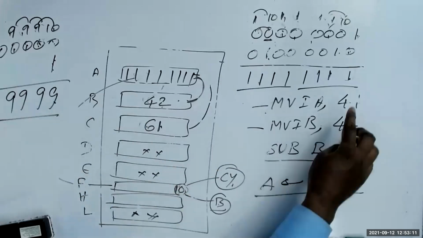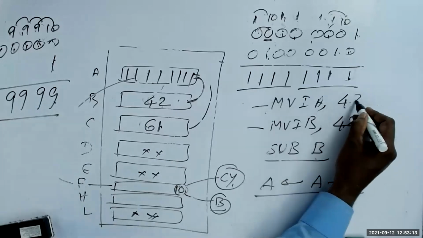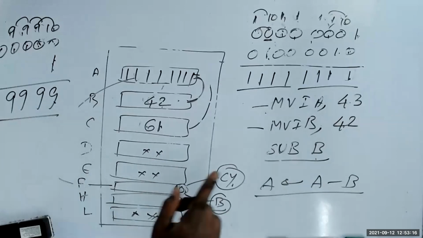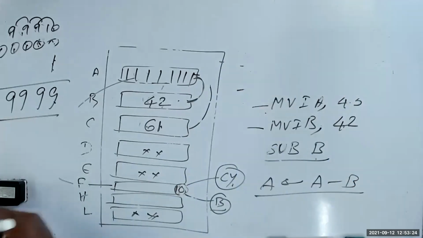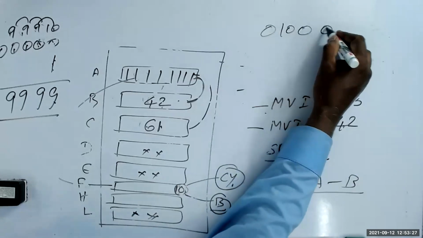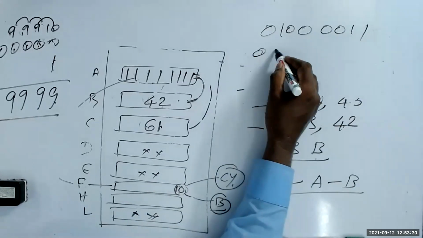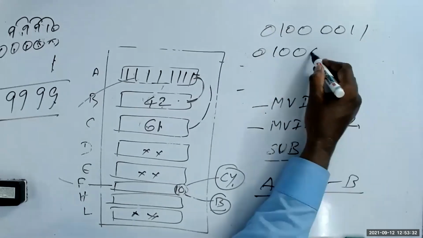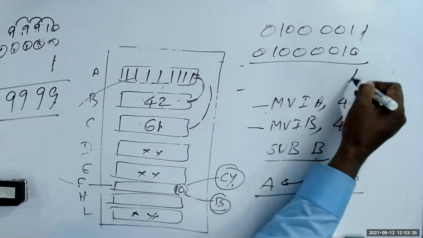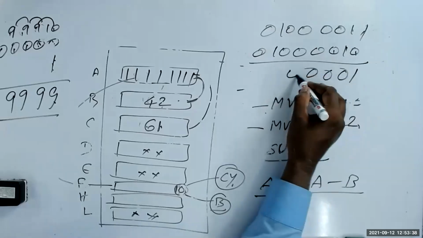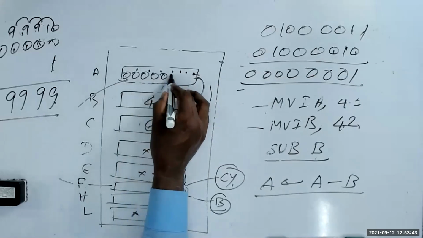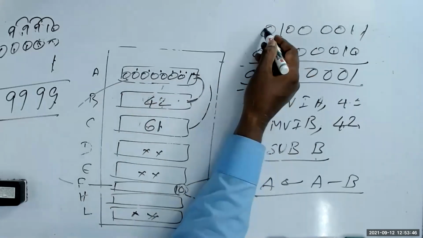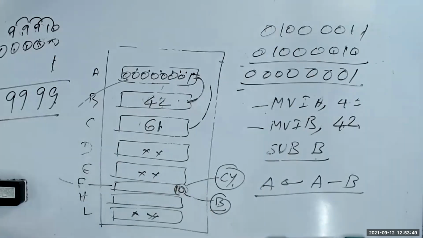For example, if I put here 43, take case 43. Now, what is happening when I put 43? 0, 1, 0, 0, 0, 0, 1, 1, and 42 is 0, 1, 0, 0, 0, 0, 1, 0. Subtract: 1 minus 0 is 1, and the rest are 0. So I got here 0, 0, 0, 0, 0, 0, 0, 1. But I did not borrow anything. That time, this borrow register becomes 0. Understand?